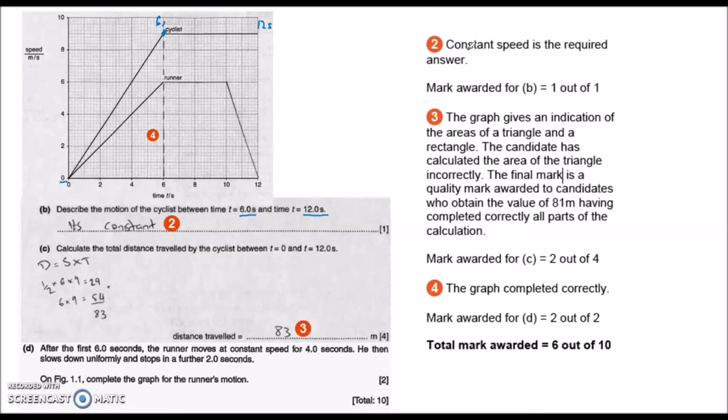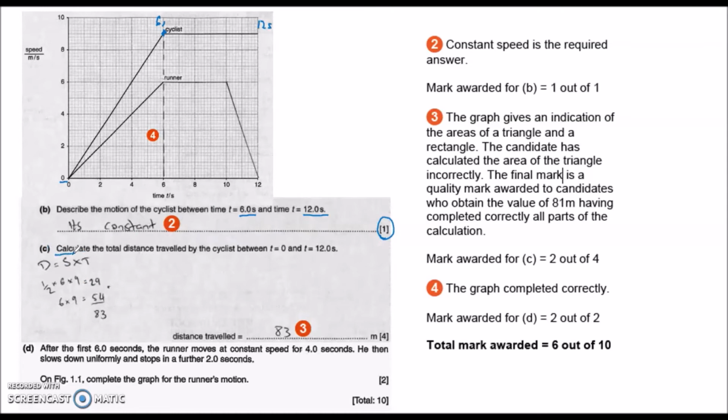Now we go to the next question. Question B, describe the motion of the cyclist between time t equal to 6 seconds and time t equal to 12 seconds. Just now we only considered from 0 until 6 seconds. Now from 6 seconds until 12 seconds, until the end of the motion. If you look at the graph, it is a straight line like this, and we can say that the speed didn't change. The speed is constant. So constant speed is required for the answer. Marks for this response is 1 mark.